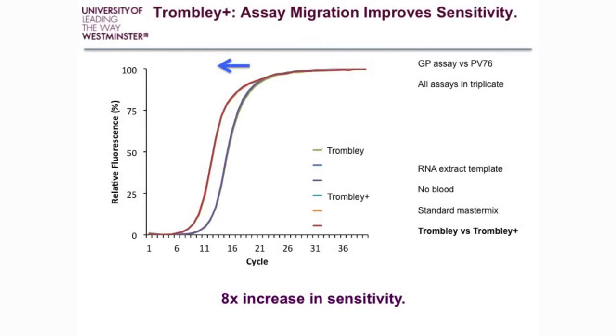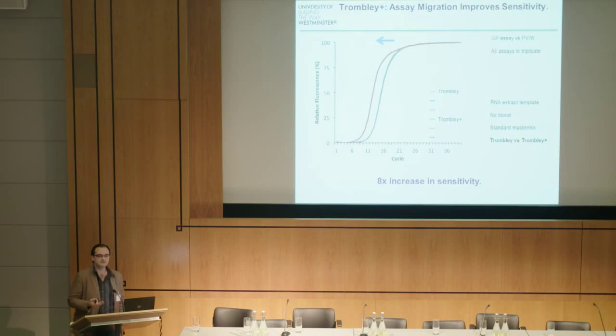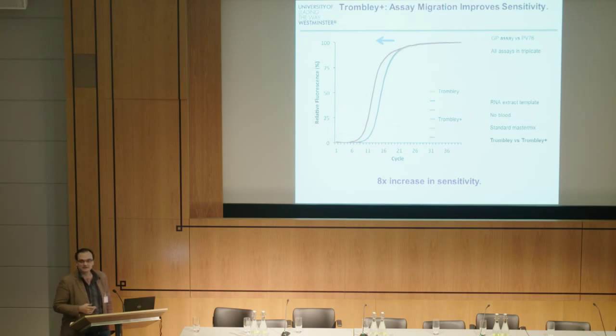We then tried to see whether or not this performs equally as well as the Trombley assay if you put it into the standard clinical instrument, the ABI 7500. These are triplicate curves, right? This is how good Kavit Shah is, who's the guy who does all this work. You can see here we have an increase of about 3 cycles, which translates to an 8 times increase in sensitivity by changing the chemistry. So these are just the primer probe system shifted to the Trombley Plus on RNA extracts on the standard clinical instrument.